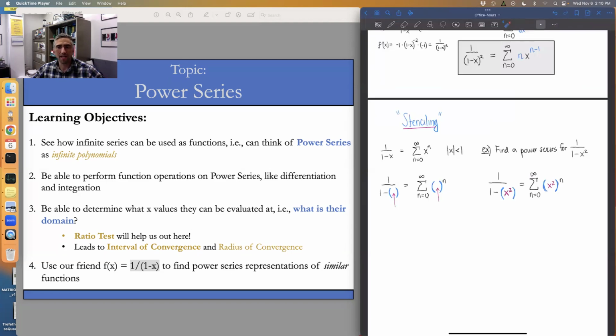It's the series from n equals 0 to infinity of x squared raised to the power of n. And now since we have powers raised to powers, we could rewrite the right-hand side, or that power series, as the series n equals 0 to infinity of just x to the 2n.